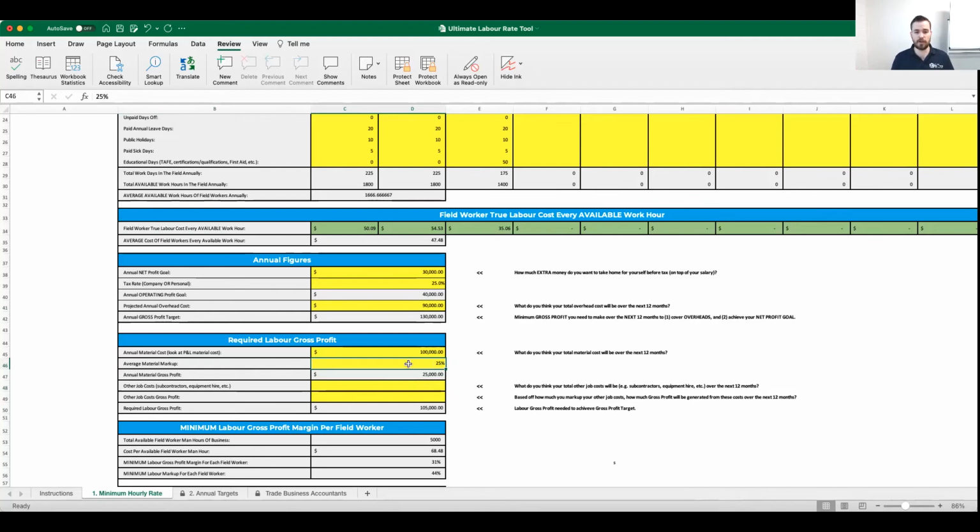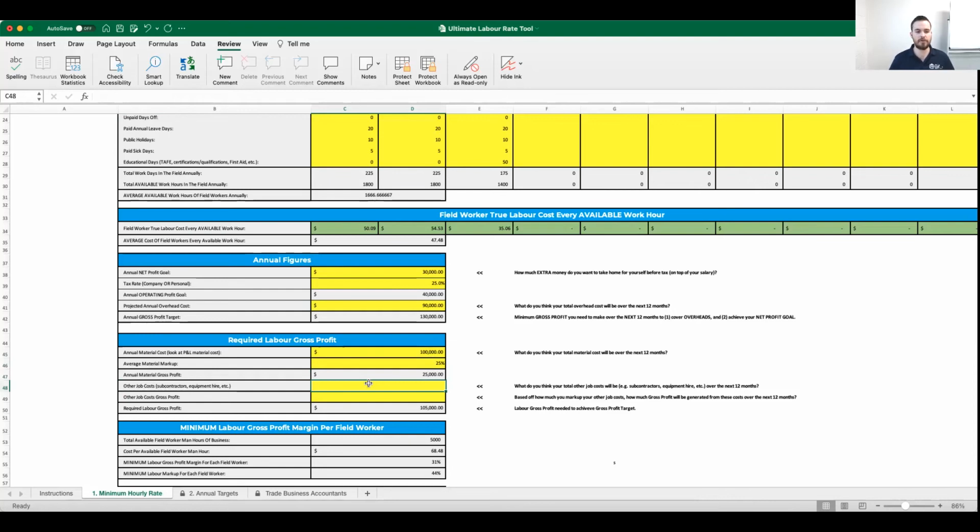So in this case, this 25% markup means that we're making an annual gross profit of $25,000. So that's $100,000, 25% of that, which is the $25,000 gross profit. Now, other job costs, this is your costs like subcontractors, equipment hire, whatever it might be, any other cost that is incurred on the job that you can make gross profit from.